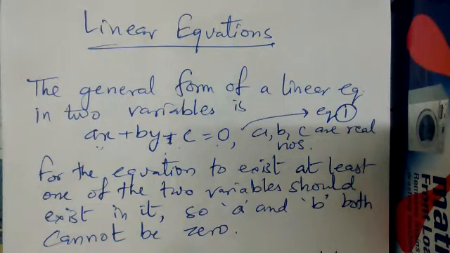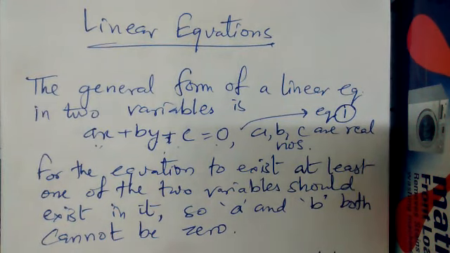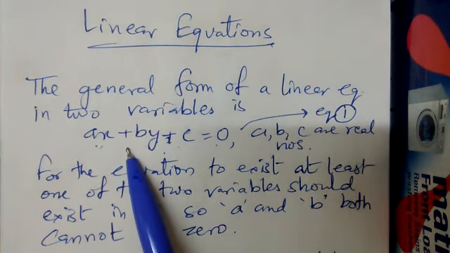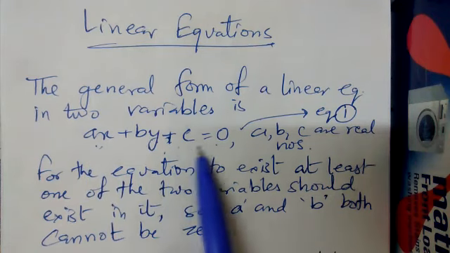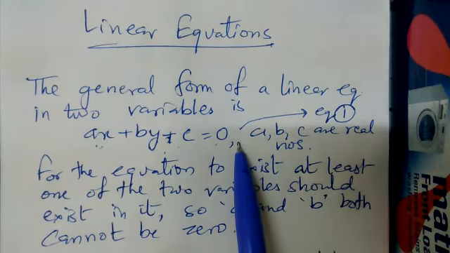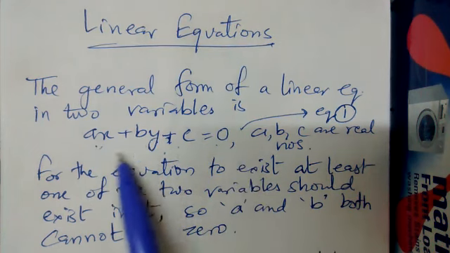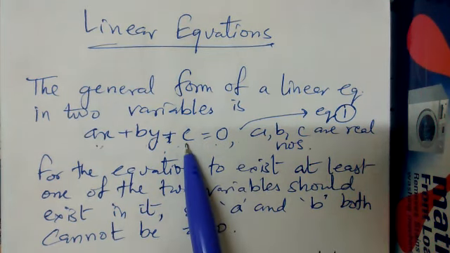Here we will be discussing some specific cases of linear equations. We are already familiar that the general form of a linear equation is ax plus by plus c equal to 0. That is a linear equation in two variables. Here a, b, c are real numbers.